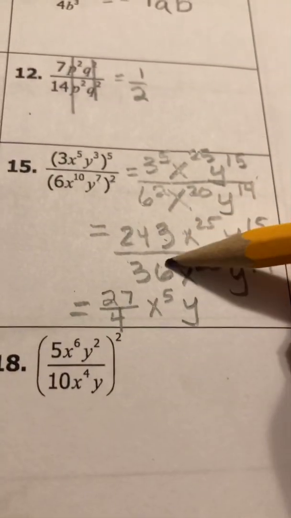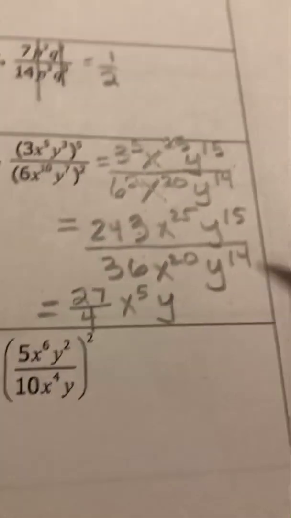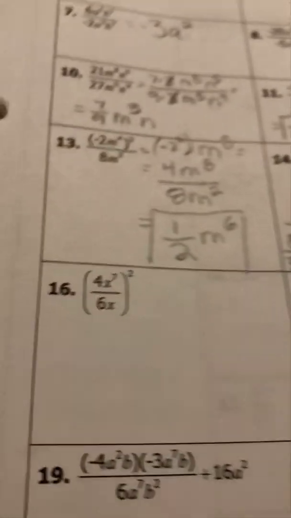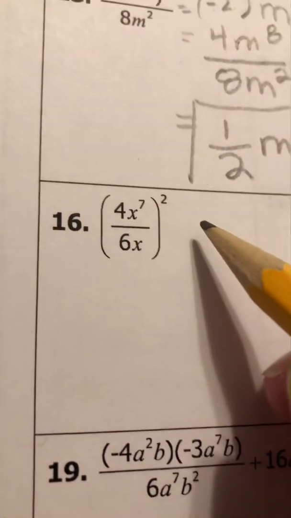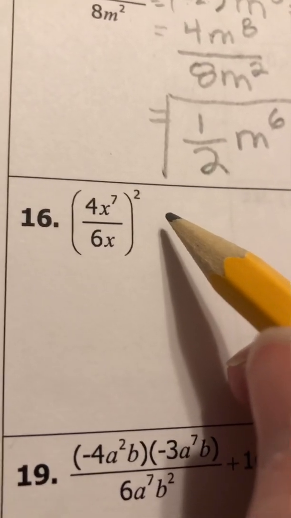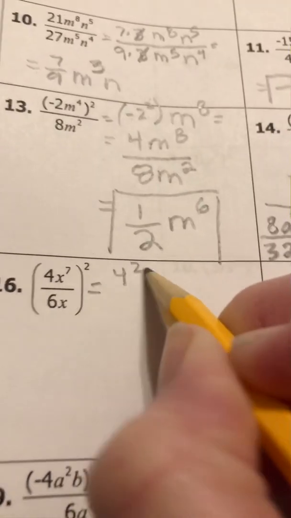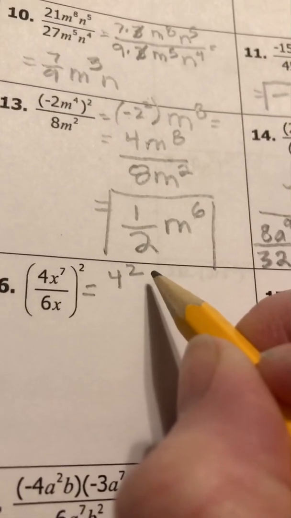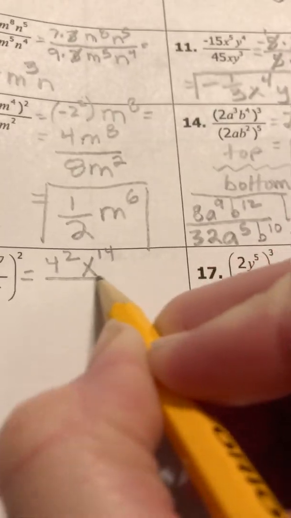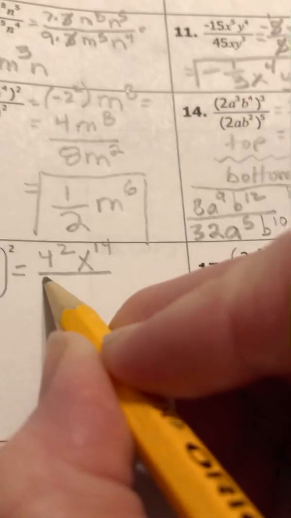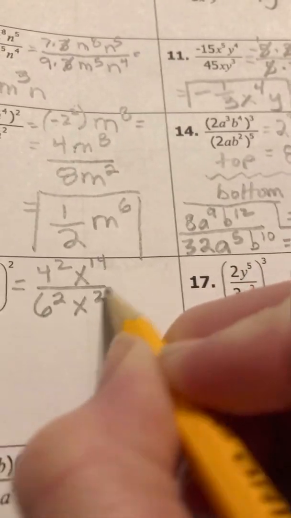You could factor this out, and let's go to number 16. So 16, I'm going to write this out. So it looks like I have 4 squared and then times x to the 14th. And I'm going to put that all over 6 squared and then x squared.